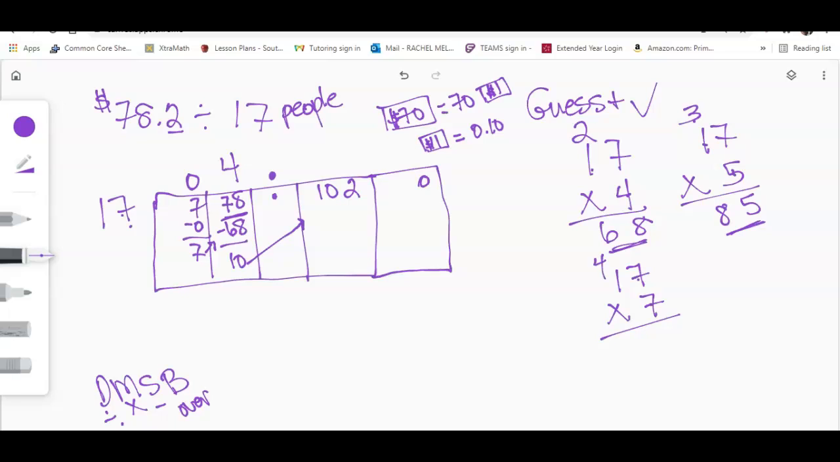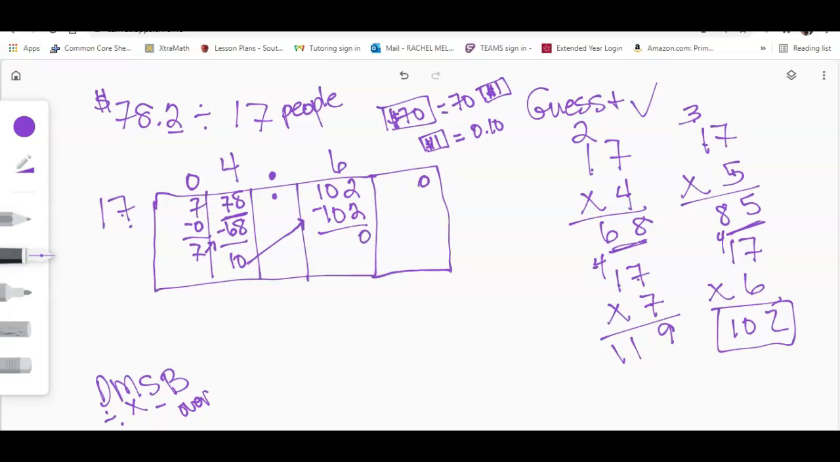7 times 7 is 49. 7 times 1 plus 4 is 11. Ooh, that's too much. So now I need to back up. Since 85 is not enough, 5 groups isn't enough, 7 is too much, I'm going to try 6 groups. Oh, look at that. 6 groups of 17 is exactly the 102 that I need. So that means that over here, everybody gets 6 dimes. So if all 17 people get 6 dimes, that's my 102.